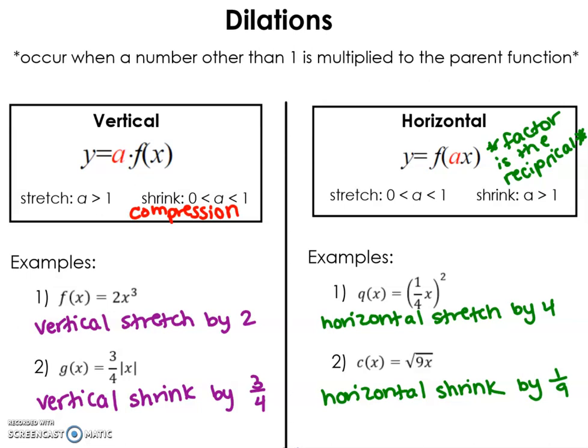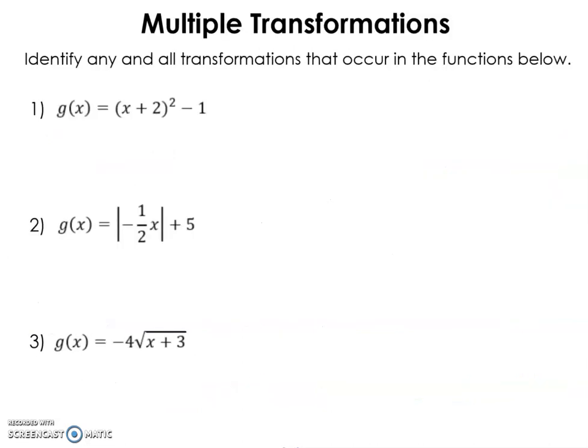So once we know the 3 rules, we can combine them and have multiple transformations within one function. So we'll look at examples of that. So identify any and all transformations that occur in the functions below. So let's think about the parent functions. So for this parent function, I'm just going to write the parent up here. The parent function is going to be x squared. Okay, we see that 2 as the exponent, so that's our quadratic.